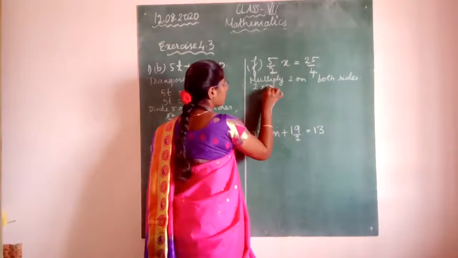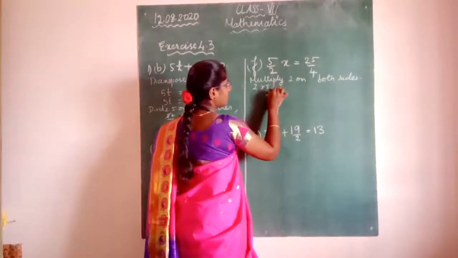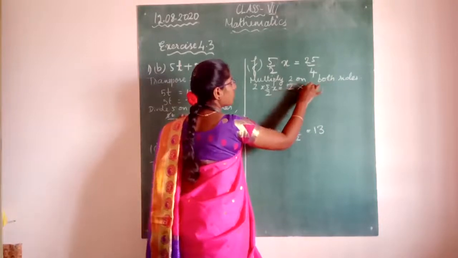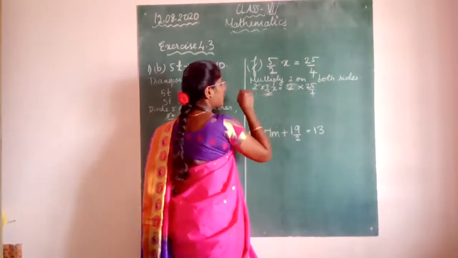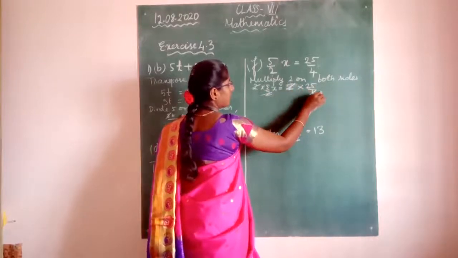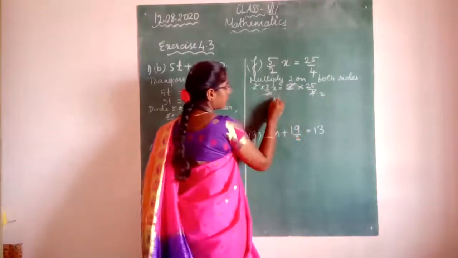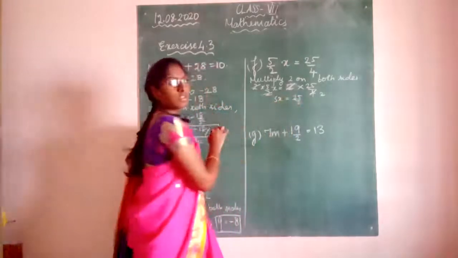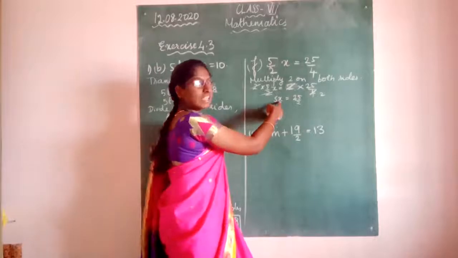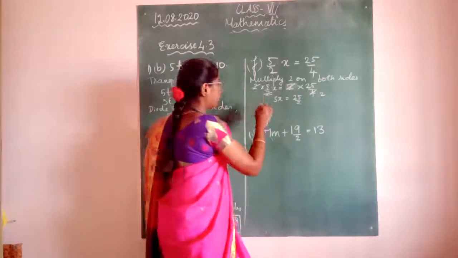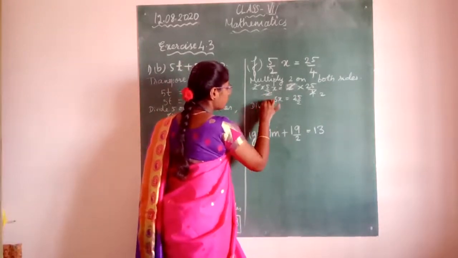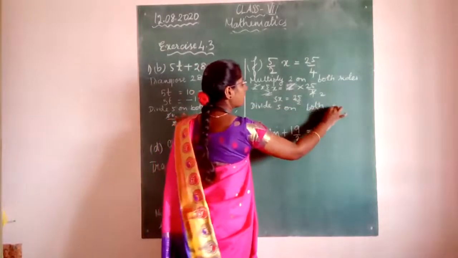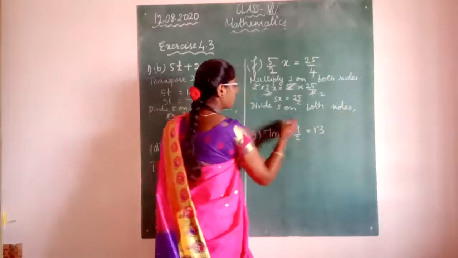So what will you get? 2 into 5 by 2 x is equal to 25 by 2 into 25 by 4. So 2 will get cancelled. 2 and 4 will get cancelled. 2 2s are 4. So this side only 5x is there and this side 25 by 2. Now we need only x, so we have to divide by 5. So divide 5 on both sides. Okay, so what will you get?